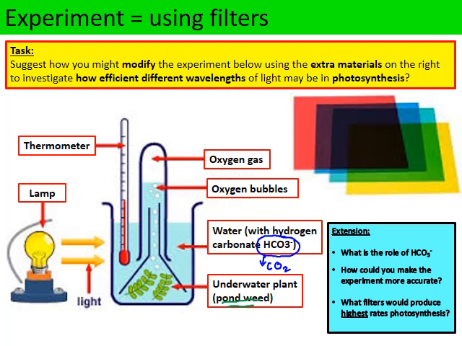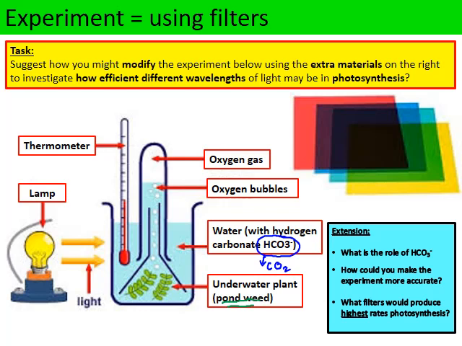Now, one way of measuring the rate of photosynthesis would be to measure the number of oxygen bubbles being produced over unit time. So, for example, if we used a green filter, we know the green filter would only allow green light through. It would reflect all of the colors of light, including red and blue. So if you use a green filter, the number of oxygen bubbles that we would expect would be quite low because green light is reflected and not absorbed by the photosynthetic pigments.